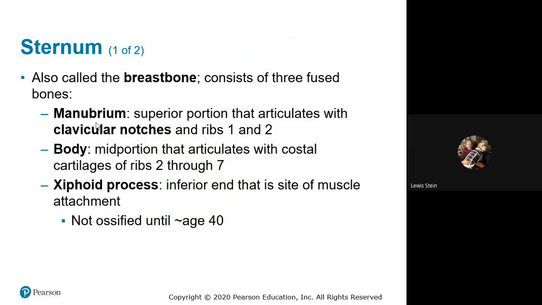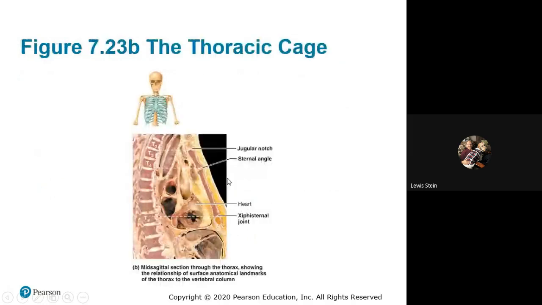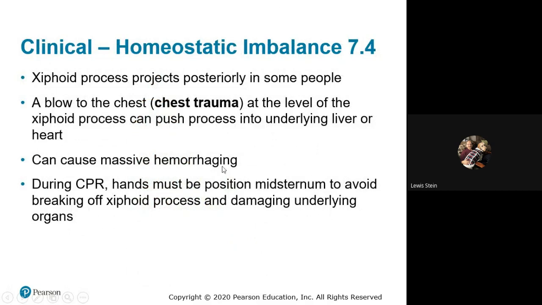The only juncture between your upper extremity and your axial skeleton is the clavicle as it contacts the manubrium of the sternum. That's it. That's why you've got so much mobility here, whereas you have those two auricular surfaces in the sacroiliac articulation, which has a lot of stability. The xiphoid really doesn't ossify until age 40. There's a notch, there's an angle, no big deal.